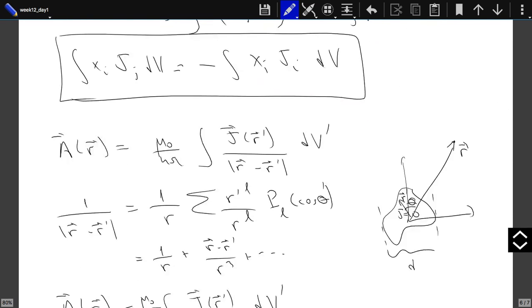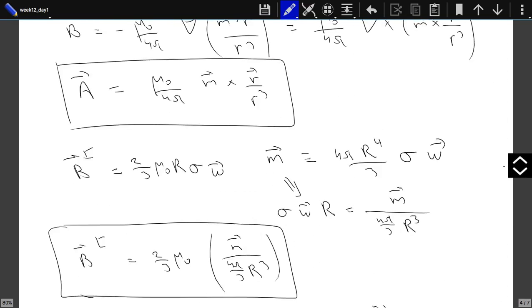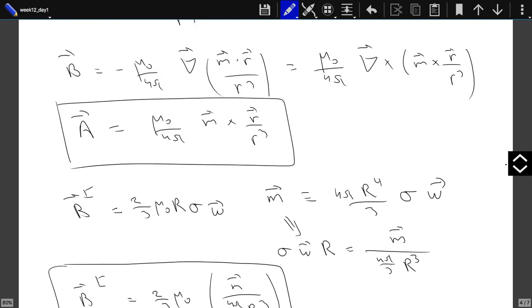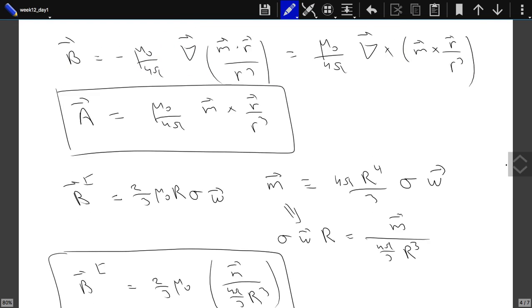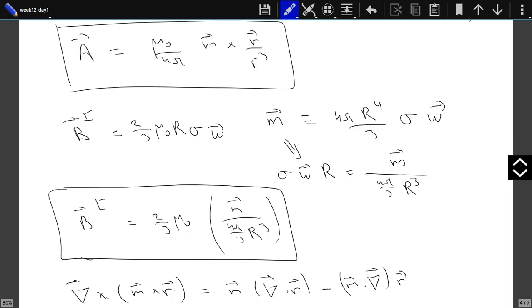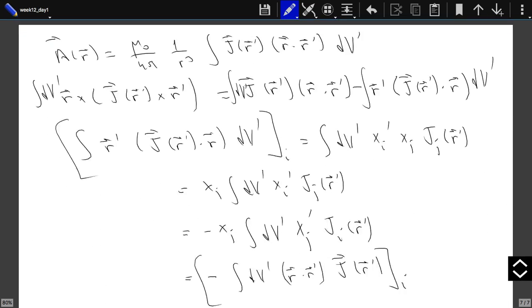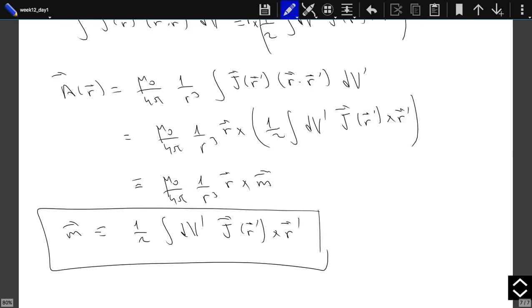Well, let's see. Let's go back to the exercise we did in the first hour. This is what we had over there. There's a sign problem somewhere. But you see, here I have the m cross r. Again, r cross m and m cross r just differ by a sign. Here there should be a minus sign somewhere, which I seem to have missed.